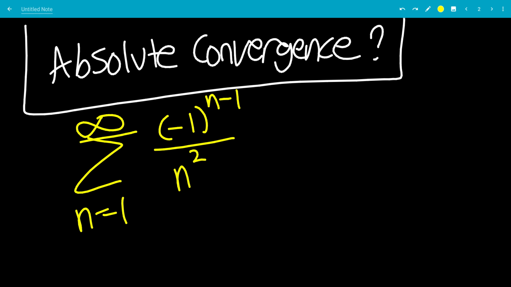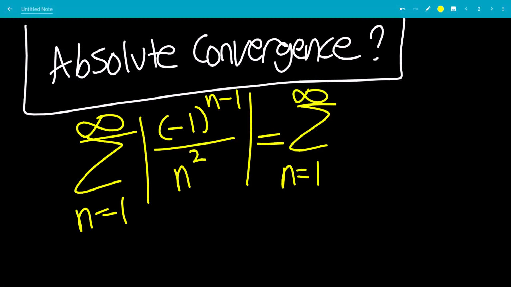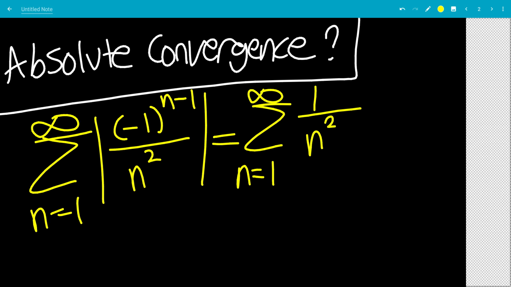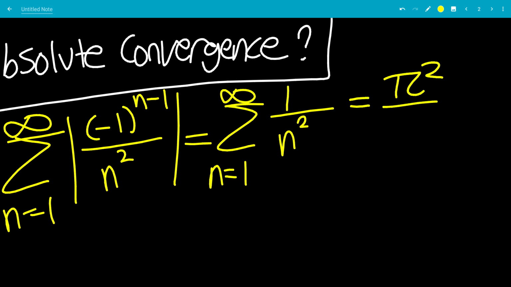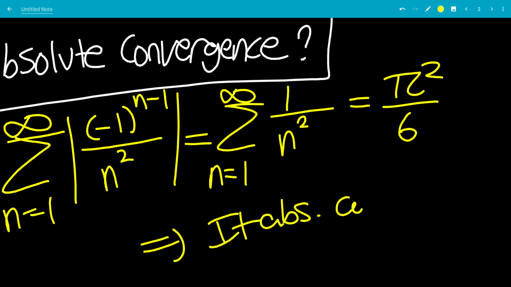Okay, so how to do absolute convergence? We just take the absolute value on the inside. So this is equal to the sum from n equals 1 to infinity. On the bottom, you're going to have n squared, first of all because n squared is positive always, but second of all, because we're starting from n equals 1 to infinity, so n is always positive to begin with. On the top, you'll have the absolute value of negative 1 or positive 1, so that will just be 1. But this we are given as pi squared over 6. So this means it absolutely converges.